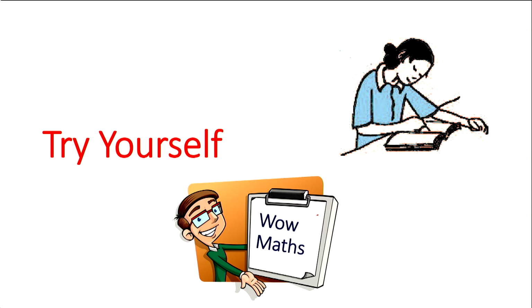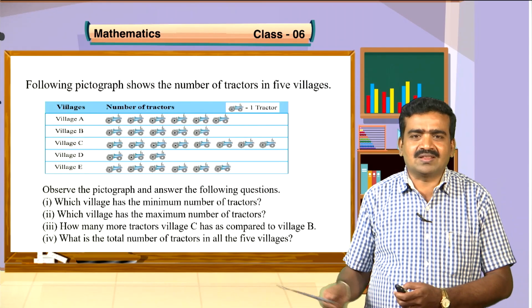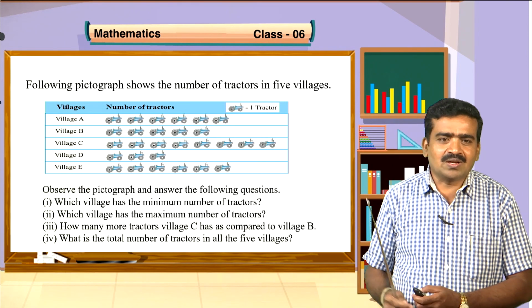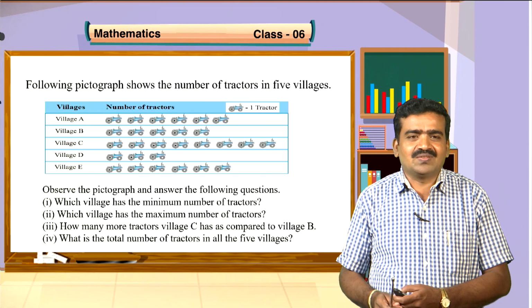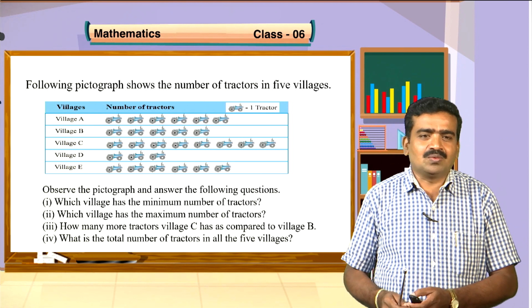My dear students, I request you to try yourselves. The following pictograph shows the number of tractors in 5 villages. Observe the pictograph and answer the following questions. Before that, you have to see the key given for the pictograph, and there are 4 different questions on the pictograph. Which village has the minimum number of tractors? Whether A, B, C, D or E village, you have to find.